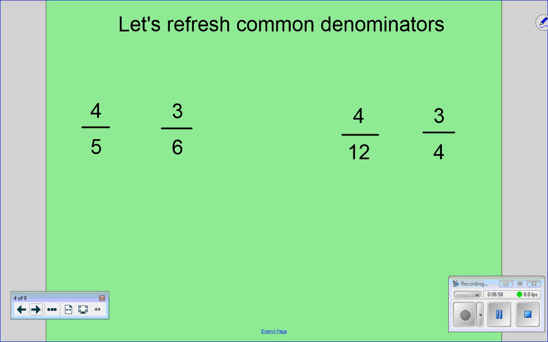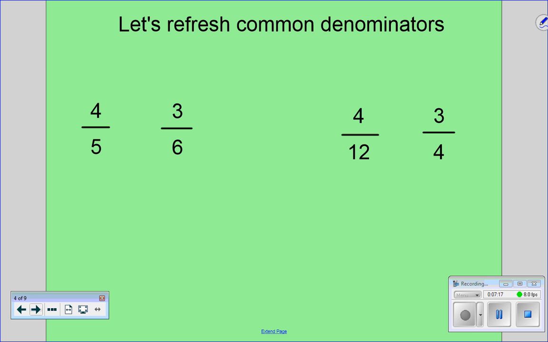Okay, so I'm going to look at these two. I'm just looking at the bottom numbers. That's all I'm looking at. And I say, okay, what is a multiple that 5 and 6 share? What's a number they both can go into, Jake? 30. They can both go into 30.